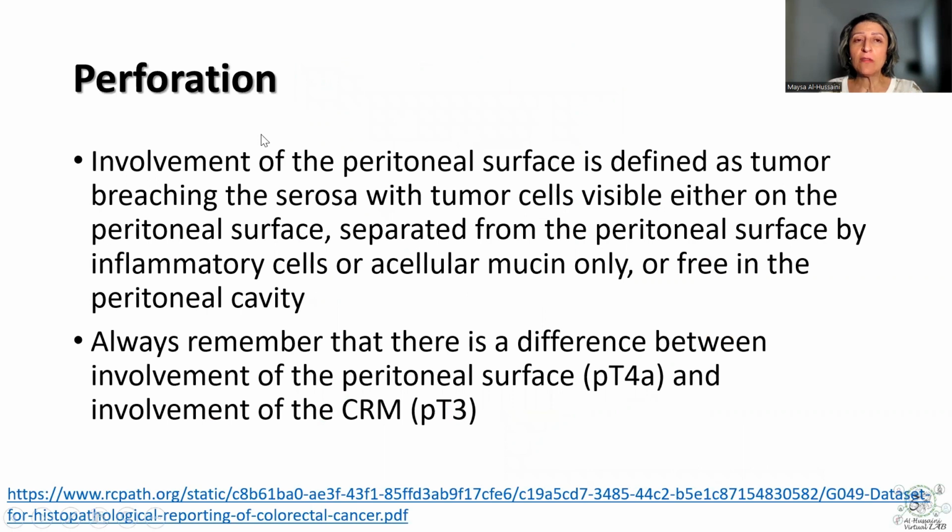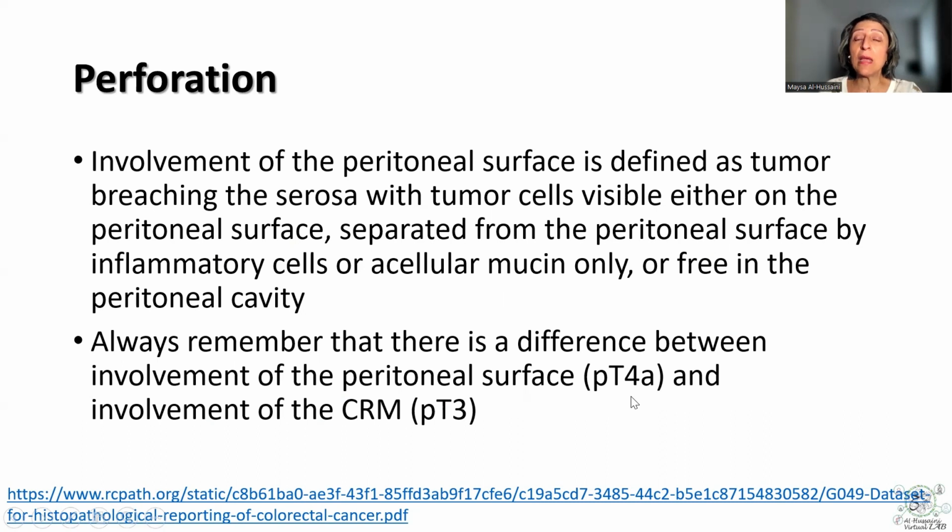So perforation is defined as the involvement of the peritoneal surface, as breaching of the serosa with the tumor cells visible on the peritoneal surface. So we have to see tumor cells at the peritoneal surface, perhaps sometimes separated from the peritoneal surface by inflammatory cells or acellular mucin, or free in the peritoneal cavity. Either of these would establish the case as peritoneal involvement equal to perforation, and this would translate into pT4a staging.